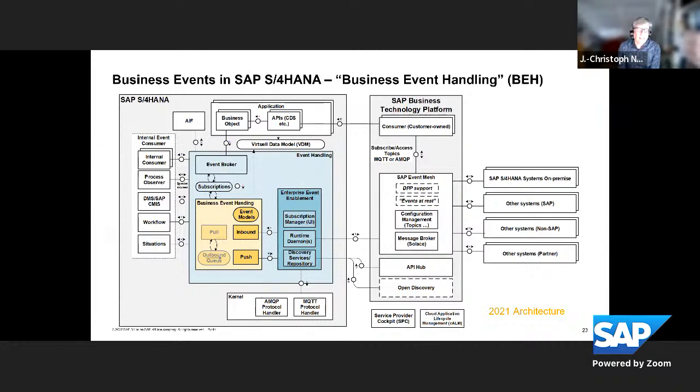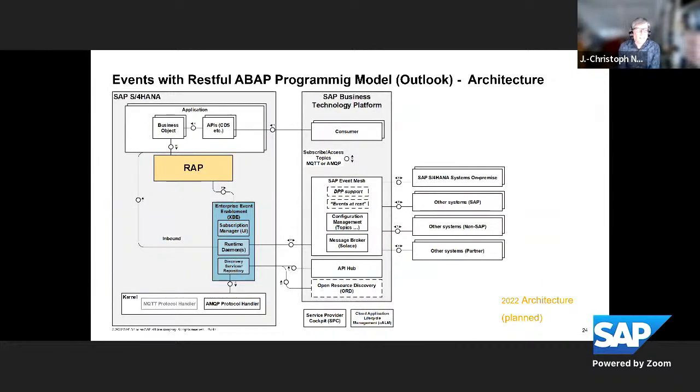I'm showing this basically as a contrast. This is what we have within the 21 architecture. The architecture is slightly changing, so this is something that will come with the next on-premise release. And this is rather relevant that we are integrating the event handling into the Restful ABAP programming model, which is a new programming model for ABAP that you may be familiar with for different extensibility purposes where it's already used.